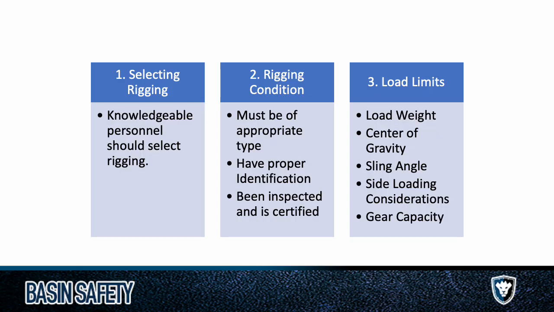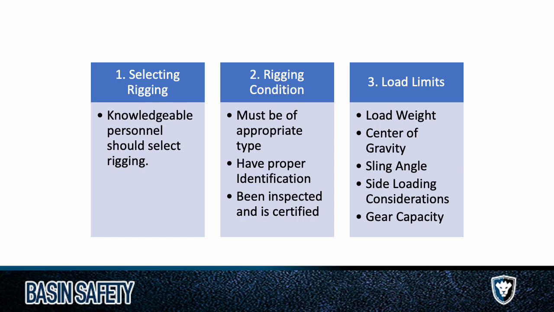So selecting rigging needs to be done by knowledgeable and qualified people. The condition must be appropriate, the type must be appropriate, and it must have proper identification. That's the one issue I mostly see with rigging equipment: it doesn't have the tag or a label indicating its lifting capacity. They go away over time, but you still need to take that equipment out of service. And then it needs to be inspected and certified as well.